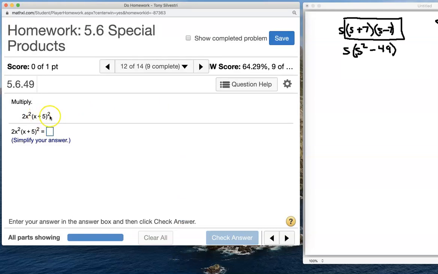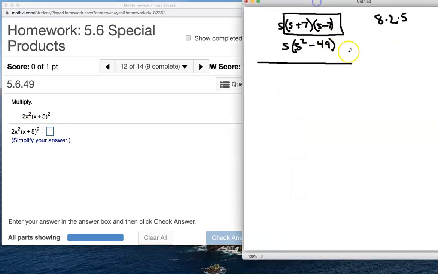Now this guy here is a little bit harder. Let's see if I can push it. Let me put some real estate here. I got 2x squared. And you know what? I'm going to expand this. This bundle squared is x plus 5, x plus 5. That's what that square is.